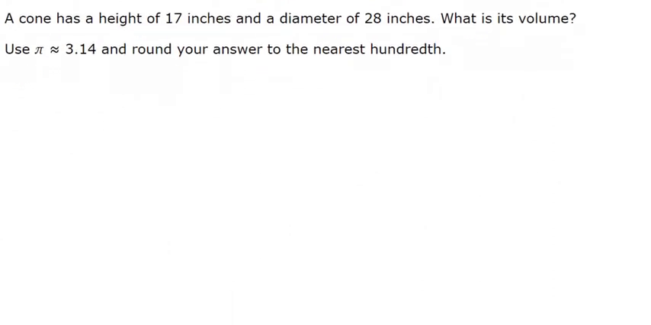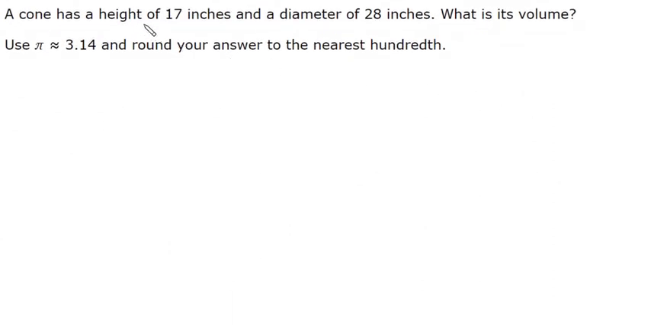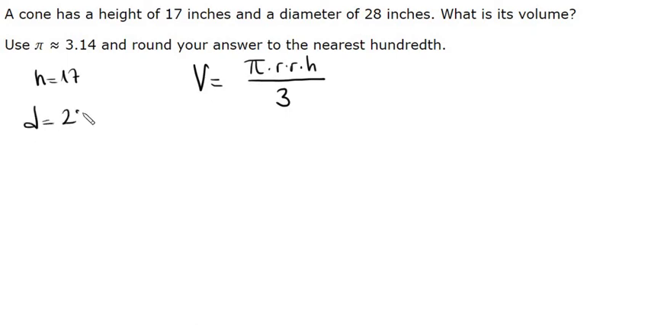Let's look at this example. A cone has a height of 17 inches. H is 17. And a diameter of 28 inches. So in order to find the volume, we need the radius. Okay, so let's write that down here. The volume is pi times r squared, which is r times r, times h divided by 3. We know the height, we know the pi, we don't know the radius, but we know the diameter. So the diameter is 28.